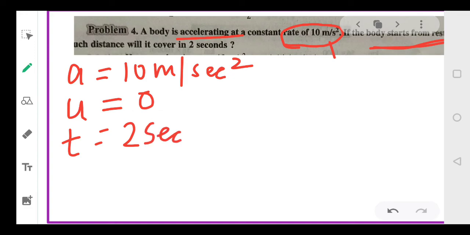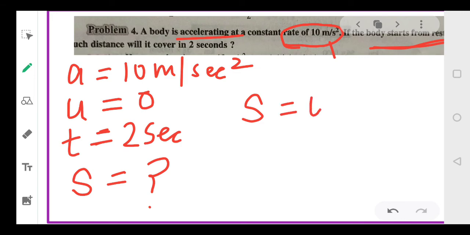Isn't it? It's similar to the first question. You have been given A, you have been given U, you have been given T. What is to be calculated? S. Same. The question appears to be similar to the first one, the one we just discussed. So which formula will we use now? Now you tell me which formula we will use. S is equal to ut plus half at square. Isn't it, students? Yes, we will use this formula.